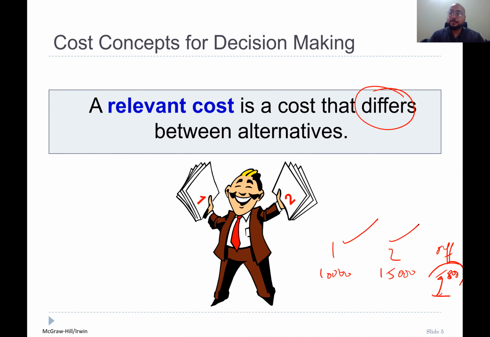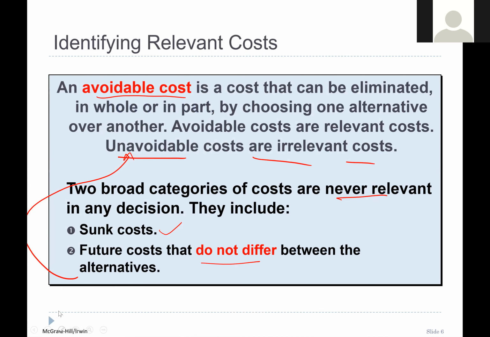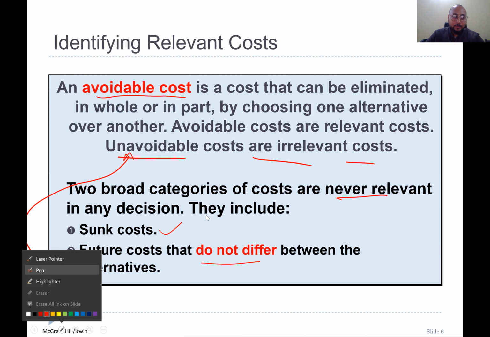Or the cost of goods sold, for example, here is 8,500, and here also 8,500. So that cost that does not differ, we will not consider it here. So relevant cost is the cost that differs between these two alternatives. Understand?